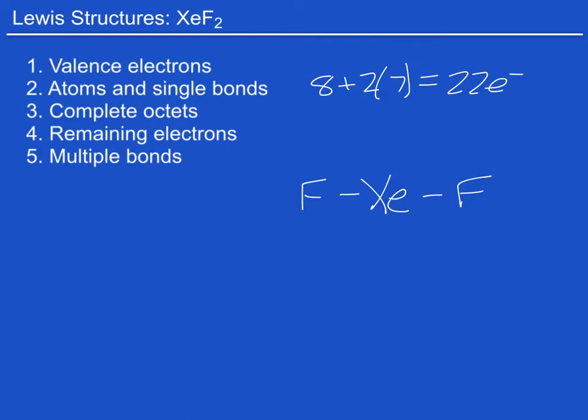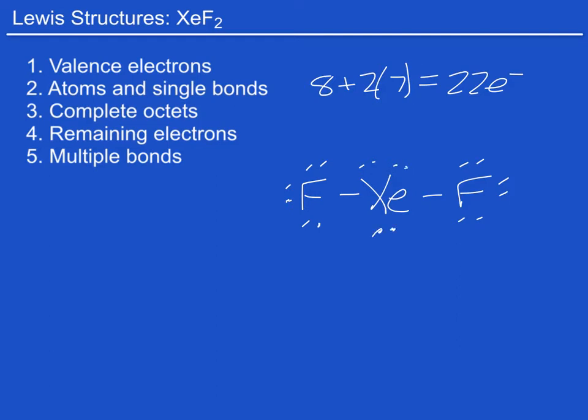Now we've got to complete the octets. Okay, start around the periphery here. That fluorine now has an octet. 4, 6. Okay, this fluorine now has an octet, and now we've got to place the remaining electrons on the central atom. Here's where, if we come up short, we've been adding a double bond. If we come up right to an octet, we've been good. We have 6 electrons left.